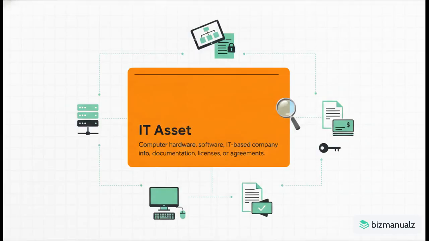Now, what's really interesting about this slide is how broadly and comprehensively this manual actually defines an IT asset. When we hear that term, most of us immediately think of the physical hardware, right? The computers, the servers, the monitors. But look at what else is covered in this procedure. Software, IT-based company information, related documentation, and crucially, this is a big one, licenses and contracts.